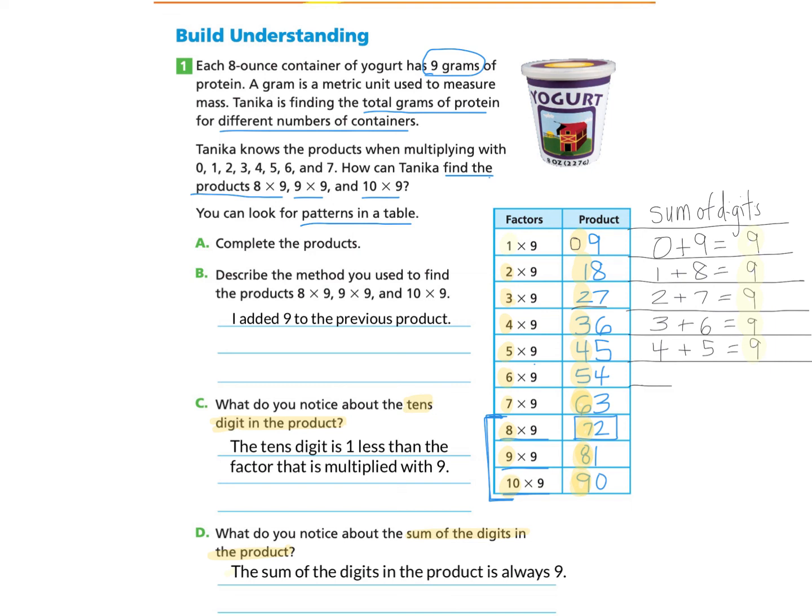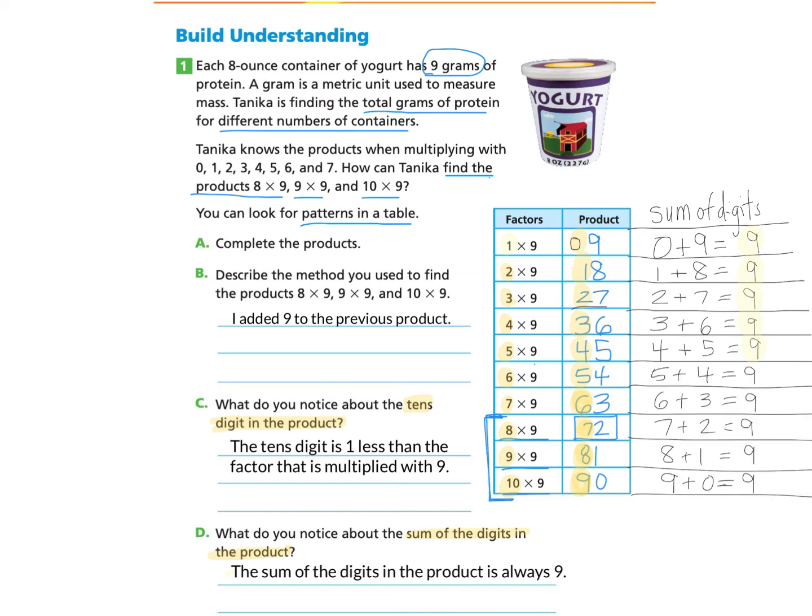If you would like to complete the rest of the sums of the digits, you may do that as well by pausing the video. I'm going to complete that now. I have completed the sum of the digits in the product. As we said, the sum is always 9. If you would like to go back and rewatch this video at any time, you can pause along the way as needed.